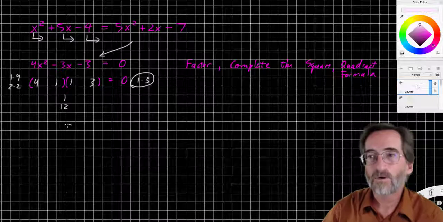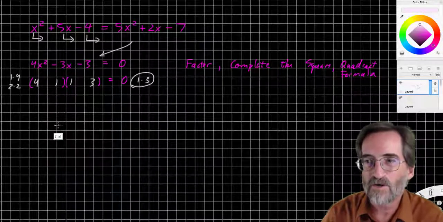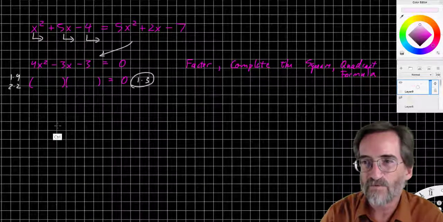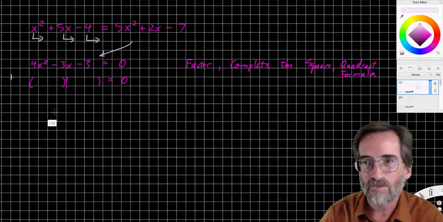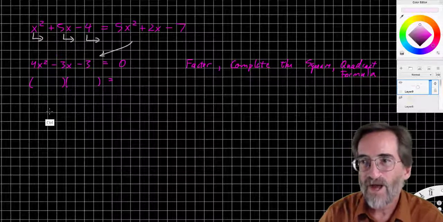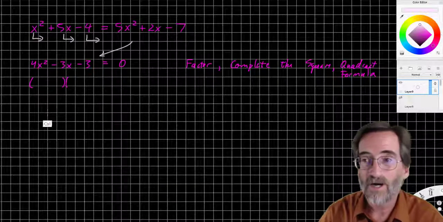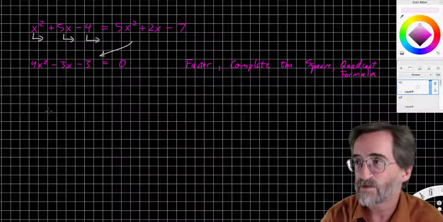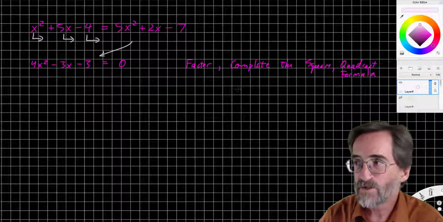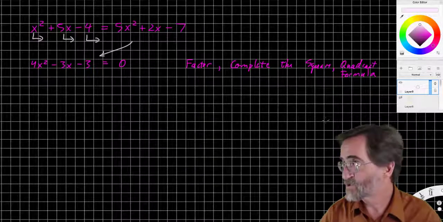So lo and behold, I've gone through, I've exhausted all the possibilities for factoring, and there is no whole number solution for factoring. That actually is the case more often than not. If you make up a random quadratic equation, most of them won't factor like this. And so we're left with completing the square or the quadratic formula. I'm going to complete the square.